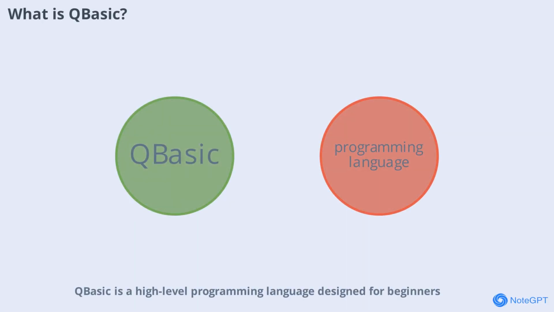QBasic is a high-level programming language designed for beginners. It allows users to write, edit, and execute code in a simple, interactive environment. The language uses straightforward English-like commands, making it easy to learn and understand. QBasic is an interpreter, which means it executes code line by line, providing instant feedback. This feature is especially helpful for those new to programming, as it allows for quick learning and experimentation. QBasic's simplicity and accessibility have made it a favorite starting point for aspiring programmers.